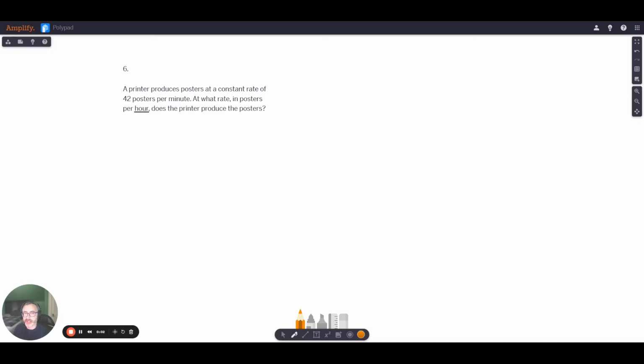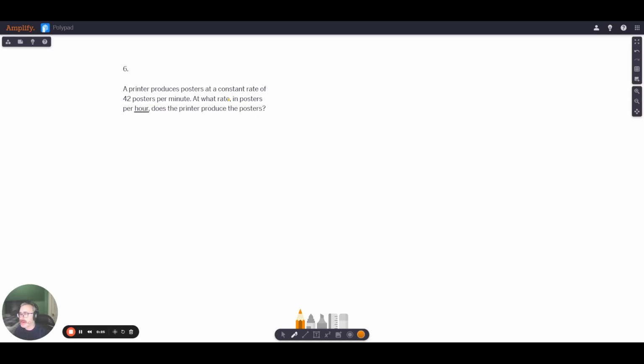Question number 6 is all about quantitative reasoning. This question is testing how much you understand about unit rates and unit conversion. Let's take a look. A printer produces posters at a constant rate of 42 posters per minute. At what rate in posters per hour does the printer produce the posters?